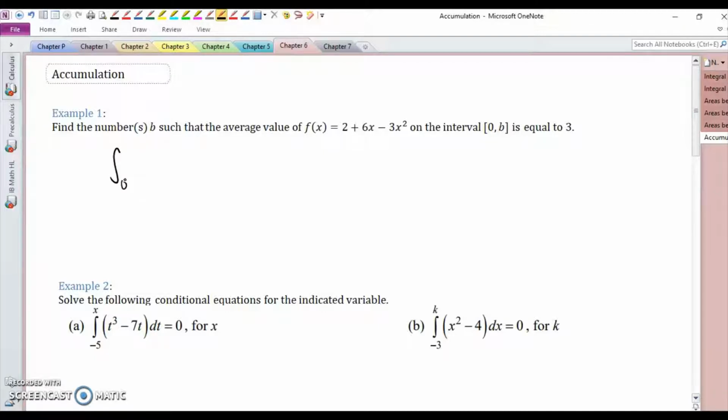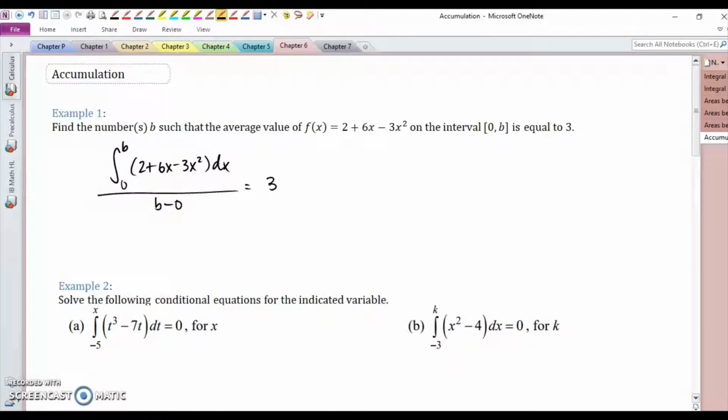So first I'm going to take the integral from 0 to b. They didn't give us a number this time, just a variable b. And of the function, what is that? 2 plus 6x minus 3x squared dx. Now that's the net accumulation of that entire function, and now I'm going to divide it by, or multiply by 1 over, right? A lot of times if you see the 1 over, you know that's what they're talking about, average value. But I'm just going to divide it by b minus 0, because b is probably the bigger one. So there is the average value, and I'm going to set that equal to 3.